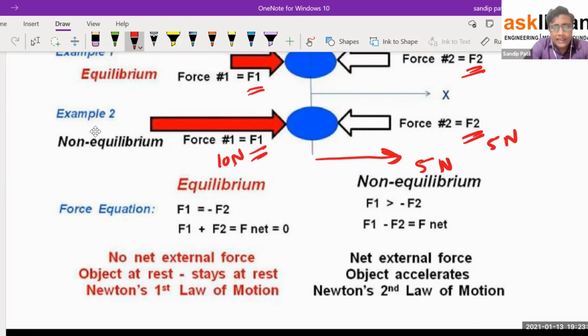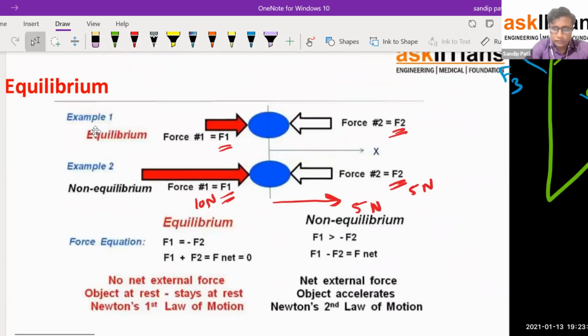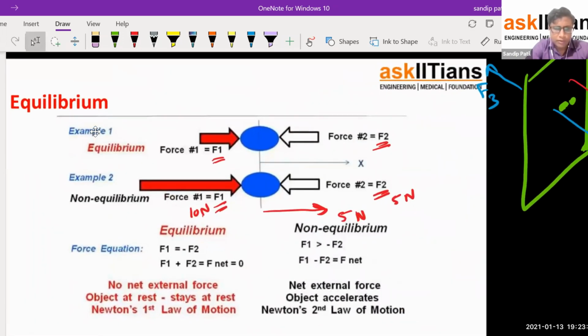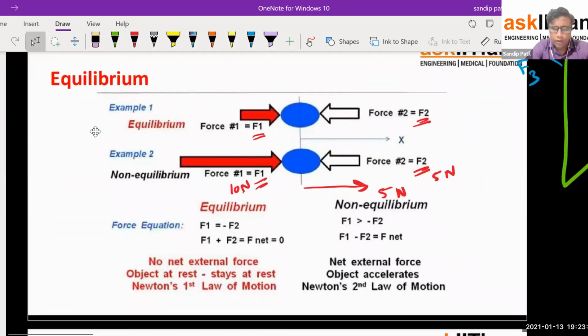Therefore, there is a net external force. The object will not stay at rest. The object is going to accelerate. This is your Newton's second law of motion, right? So we have seen the two laws. The first law says about equilibrium. The second law says about non-equilibrium. In the second law, the object is not going to remain in a state of equilibrium, right? So this is all about equilibrium and non-equilibrium.